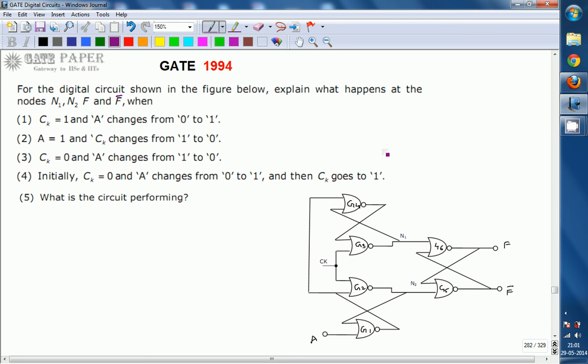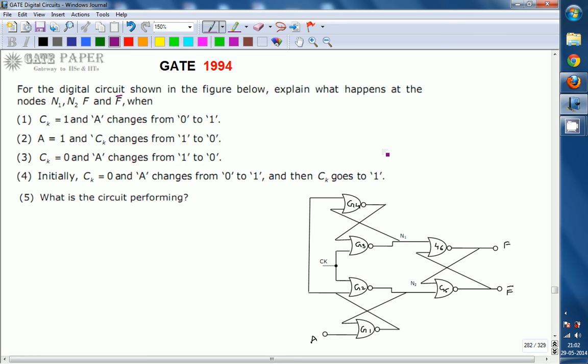when Ck is equal to 1 and A changes from 0 to 1, and A is equal to 1, Ck changes from 1 to 0. When Ck is equal to 0 and A changes from 1 to 0. And initially Ck is equal to 0 and A changes from 0 to 1 and then Ck goes to 1, and the last one is what the circuit is performing. This is a 5 marks question that came in GATE 1994.